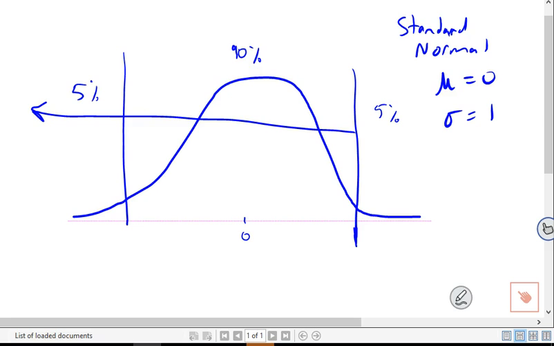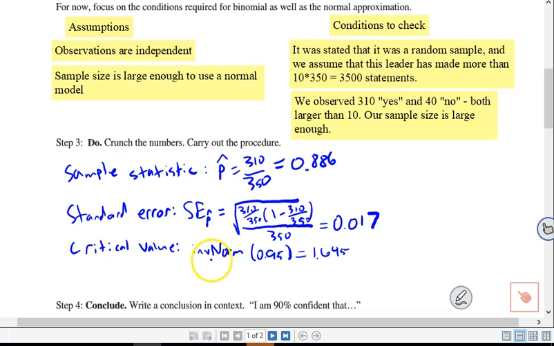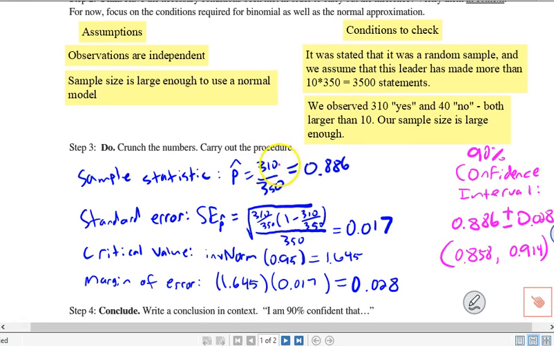So when I switch back here, I'm looking for inverse norm of 0.95, and I get 1.645. So to capture the middle 90%, we need to go 1.645 standard errors on either side of the mean. That's called the margin of error. And so 1.645 times the standard error is 0.028. So the confidence interval is as simple as our sample statistic, which in this case is the sample proportion, and we add and subtract the margin of error, 0.028. Doing that, we get 0.858 to 0.914. So that's the do step.